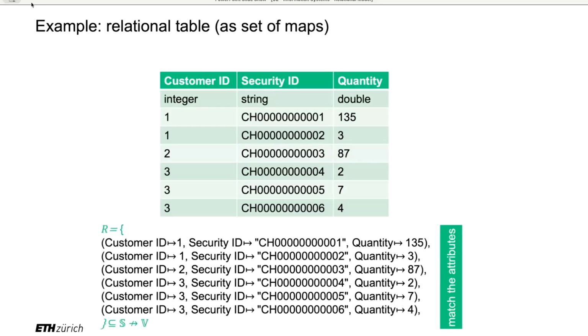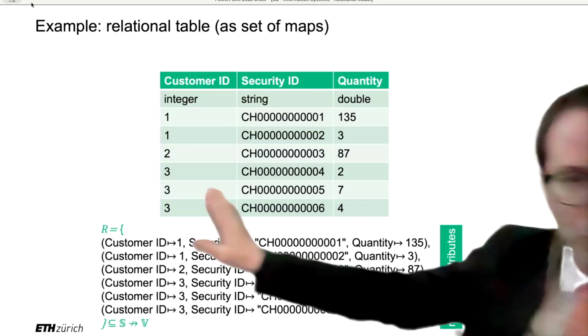Now I have a few more slides, but it's just to annoy you with a bit more math, but also to say that nobody actually does that in databases. So if you are an absolute purist and you consider that my relational table is a set of maps, then this is how you would write it down.